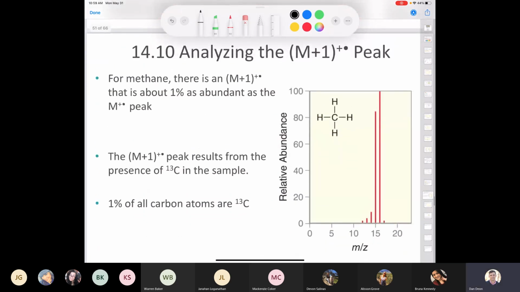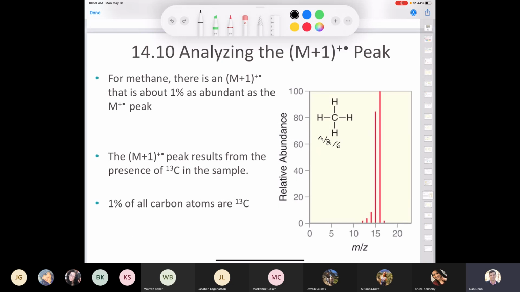Well, for methane, you probably noticed that there's an M+1 peak. If you're very astute, you probably did notice that. And if you're thinking, well, if my mass over charge is 16, how in the hell do I get 17? Well, it's because of the isotope of carbon, right?